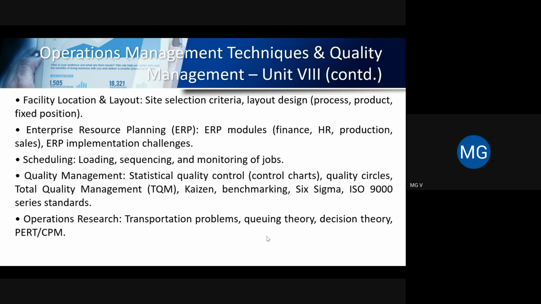Operations research uses mathematical models to solve complex problems related to operations management. Transportation problems involve finding the optimal way to transport goods from multiple sources to multiple destinations. Queuing theory analyzes waiting lines. Decision theory provides a framework for making decisions under uncertainty. PERT or CPM are project management techniques used to plan, schedule, and control projects. For example, a company might use ERP to integrate its sales and inventory management processes.